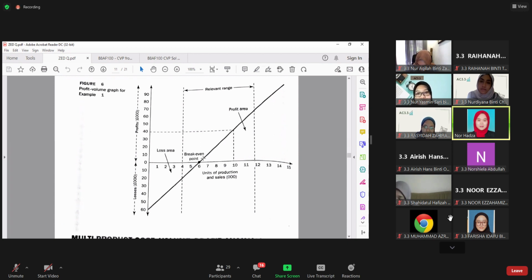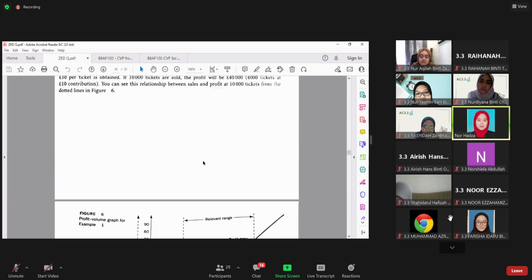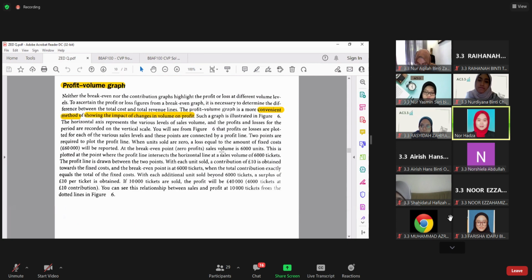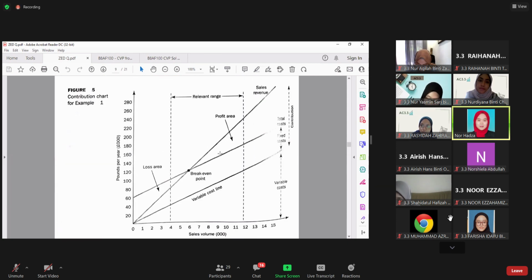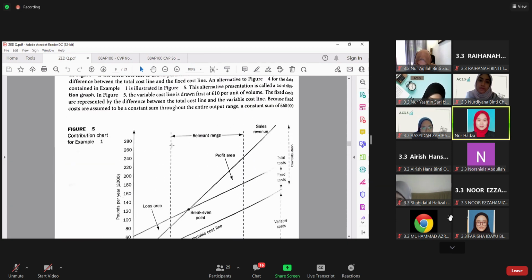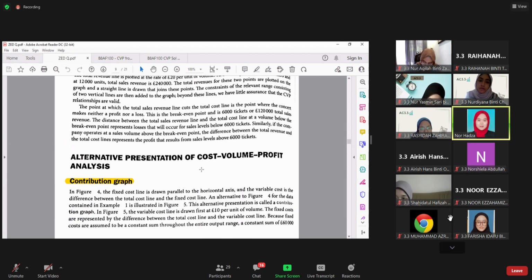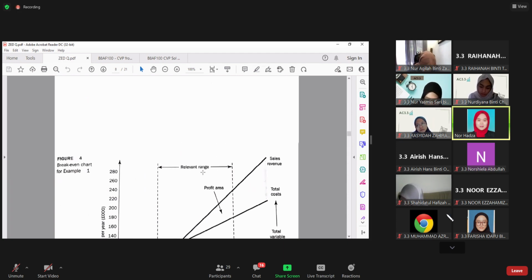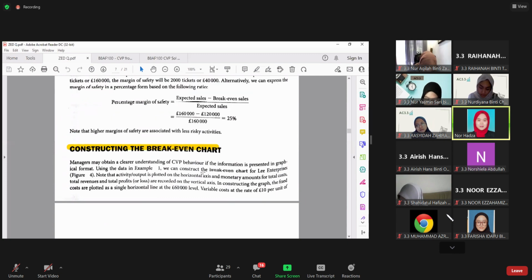Now, in all the three graphs, you might have seen the area of the relevant range. Can you see the relevant range over here? Relevant range over here, and also relevant range over here. What does it mean by relevant range?